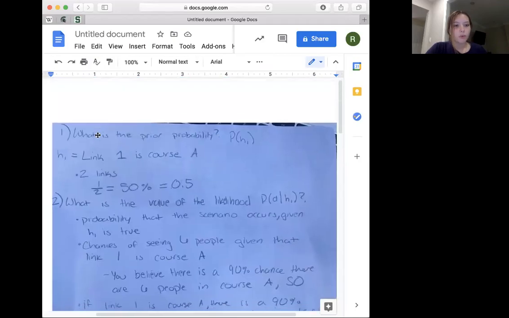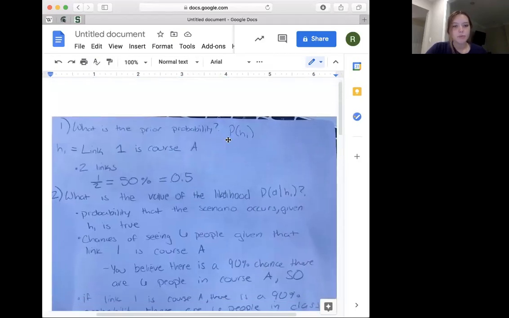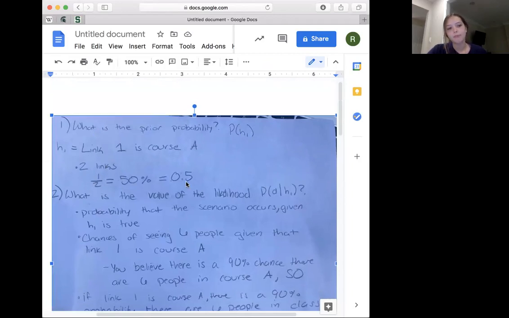Okay, so it starts out, what is the prior probability? So what's the probability that hypothesis 1 is true? Hypothesis 1 is that you click on link 1 and it's course A. Since there are 2 links and you have no information about which link is which course, you have a 50% chance of clicking course A. There's 1 link you're clicking divided by 2 courses, 50% chance or 0.5.